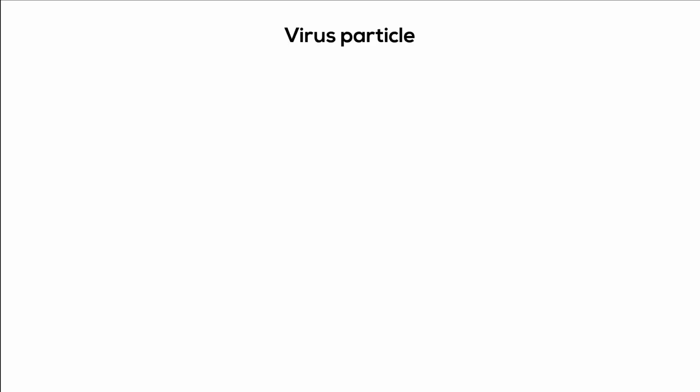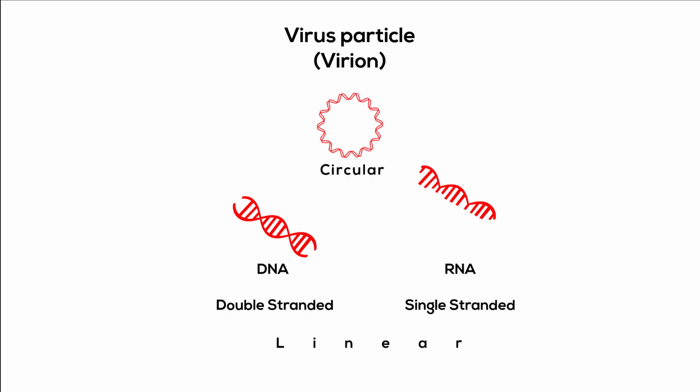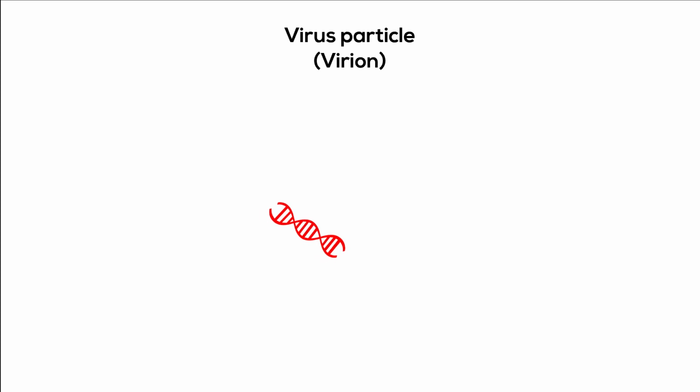A virus particle, also called a virion, is made up of a viral genome or genetic material, either DNA or RNA, single or double-stranded, linear or circular, and varies in length and in the number of DNA or RNA molecules. This genetic material is covered with a protein shell called a capsid. Some viruses have an extra spiky layer enclosing the capsid called an envelope.